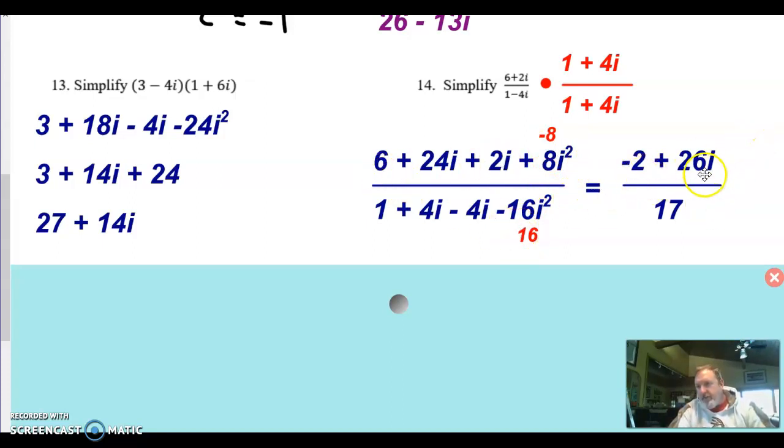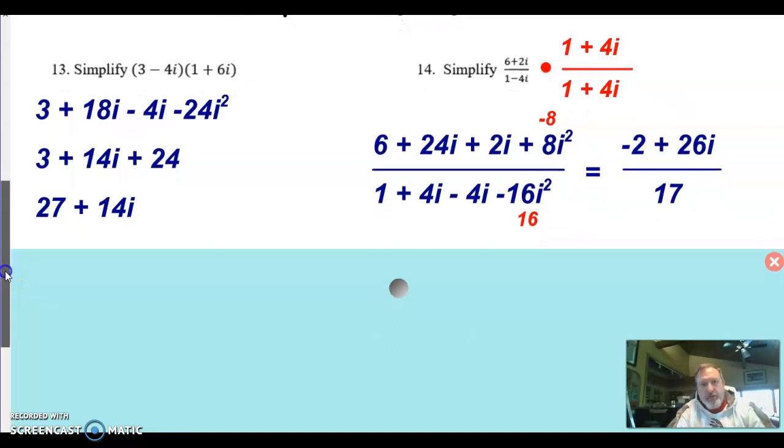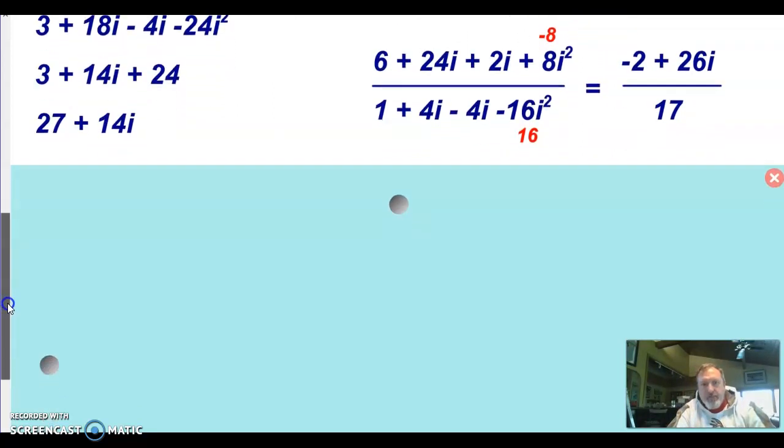And I get negative 2 plus 26i over 17. I cannot reduce this. 17 does not go into 26 or negative 2. There's no common factors there. So this is my reduced answer. Again, as always, if you need to, go back or hit pause as you're writing here, and that's fine.